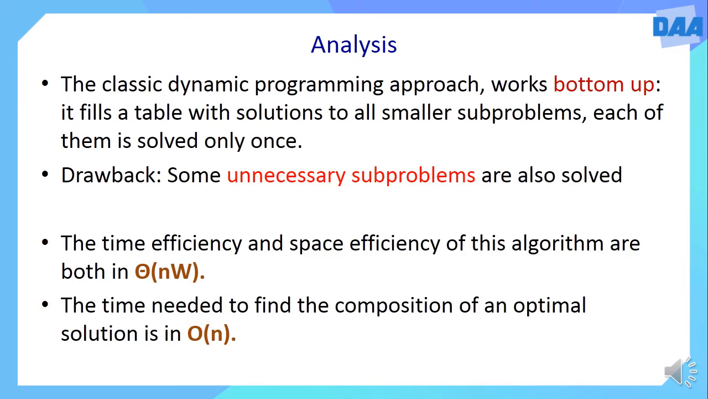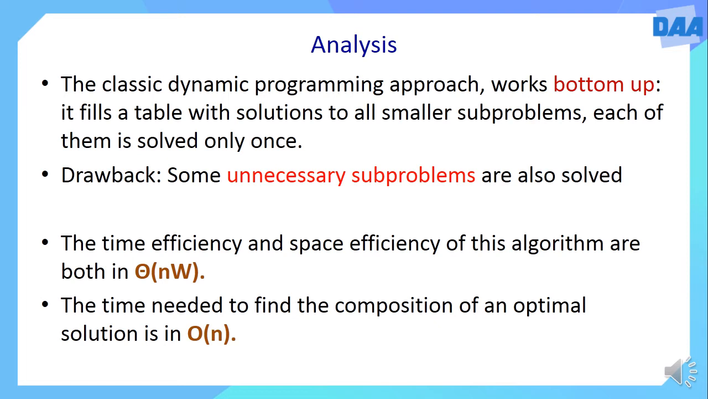Coming to the analysis part, the classic dynamic programming approach works bottom up. The method that we discussed so far is a bottom up approach. We are considering all the subproblems exhaustively. We have solved them and finally got the table with all solutions and got the final optimal solution. The drawback is that some unnecessary subproblems are also solved. We have solved all the subproblems, whether necessary or not. We have solved everything. So this is what the bottom up approach is.